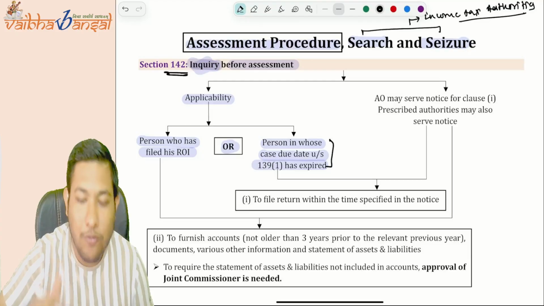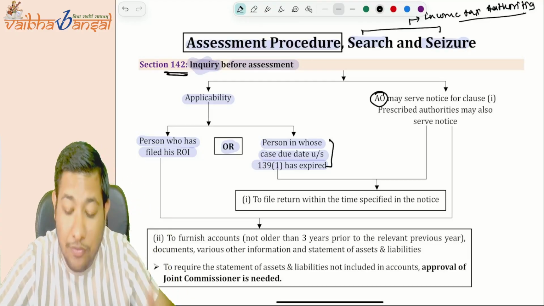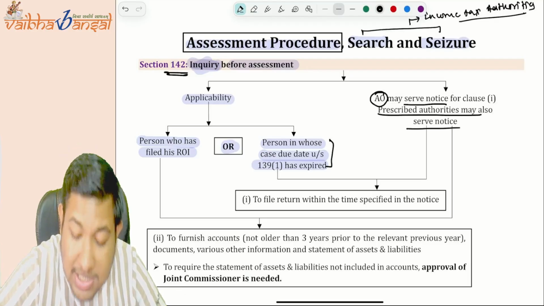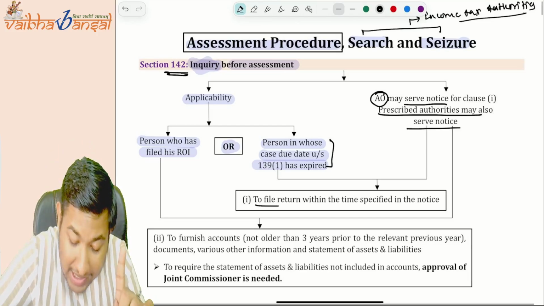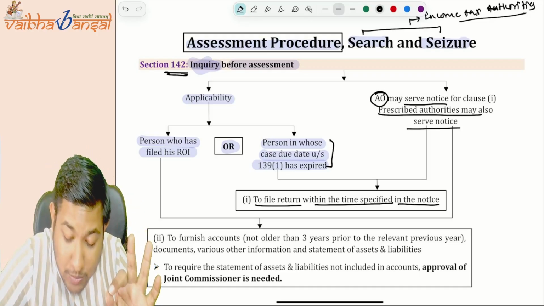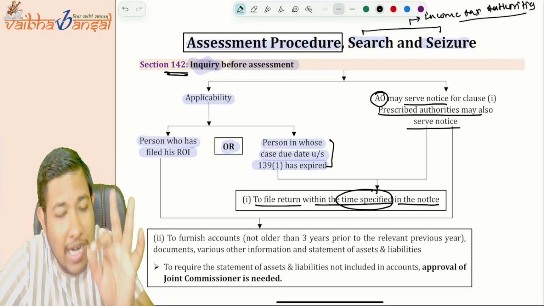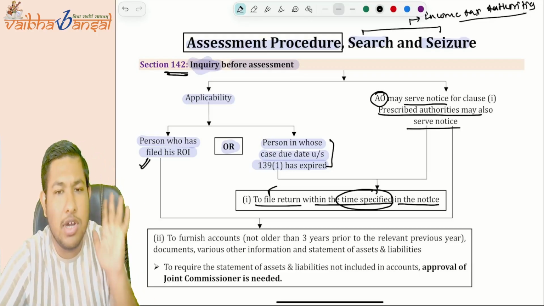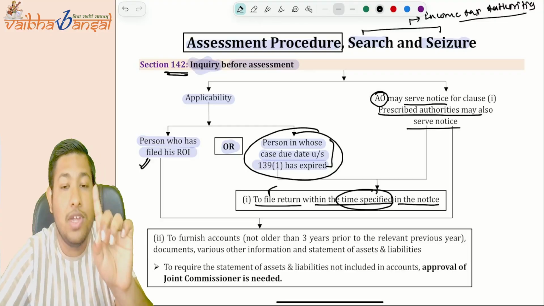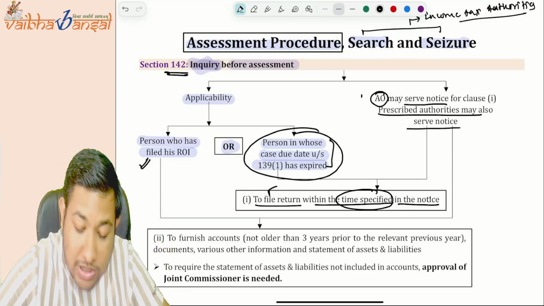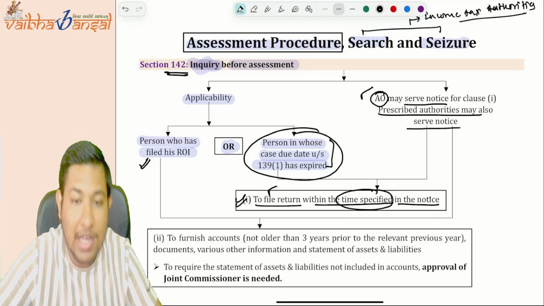In all these cases, the AO, that is the assessing officer, may serve the notice under clause 1, in the prescribed manner, to file the return within the time specified in the notice. Whatever the time is specified in the notice, by that time he needs to file a return of income. See, in this particular case, where the due date under section 139 is already expired, first of all, the AO may serve the notice to file the return of income.